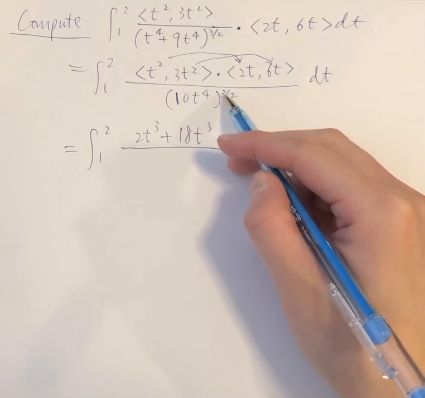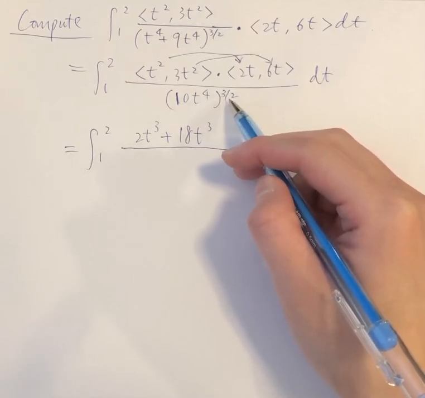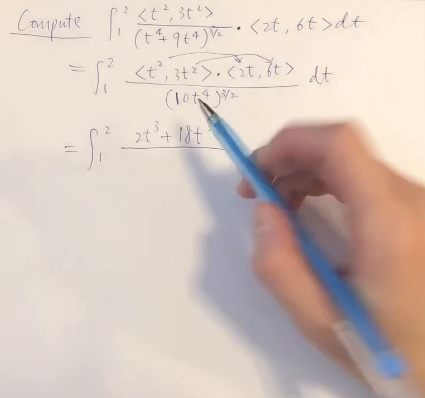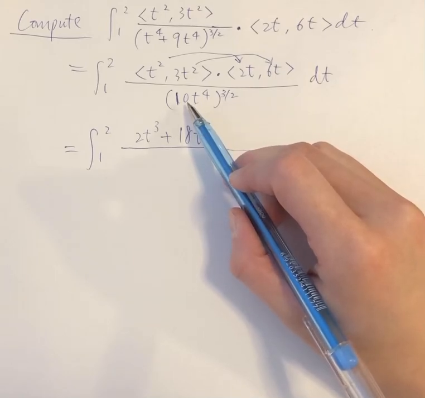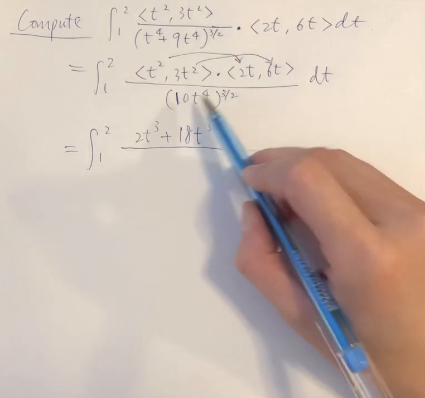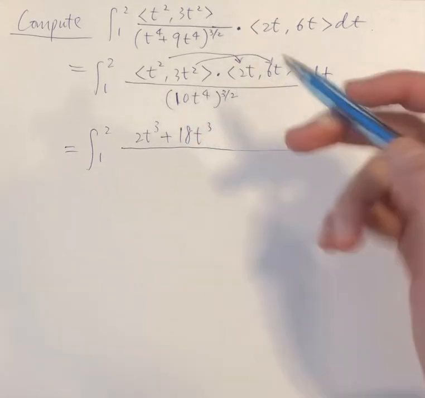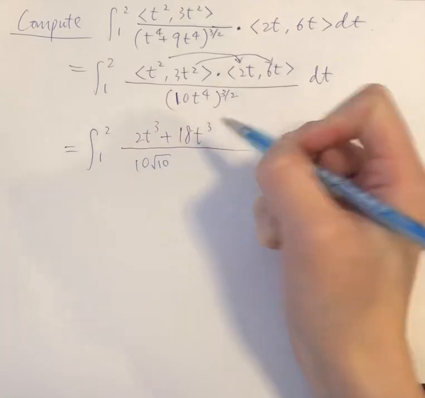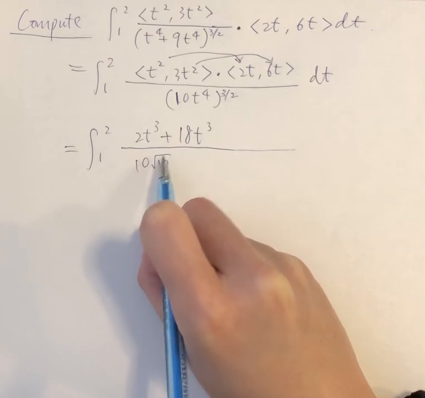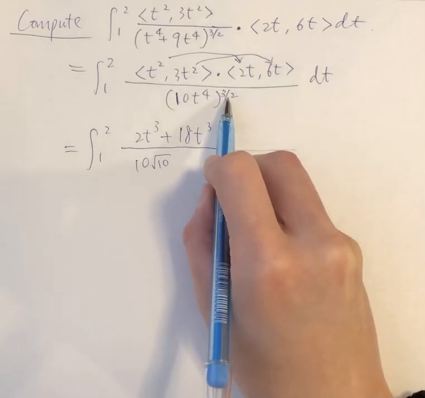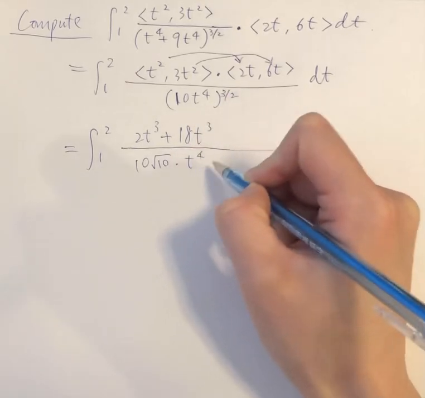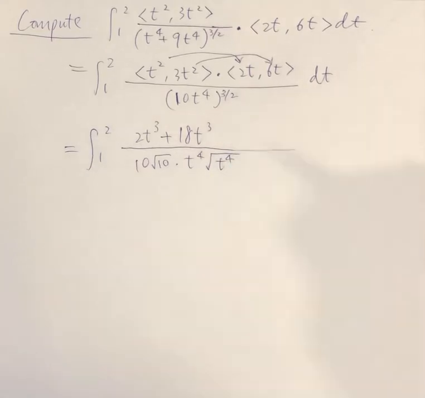So you have a power of 3 over 2. What does that mean? If you want to write it out in a way that we're more familiar with, power 3/2 is 1.5. So that means if you distribute it in, you get 10 square root of 10, because 10 has power 1, and square root is power 1/2, so together they make power 3/2. The same thing with t to the fourth: it's t to the fourth times the square root of t to the fourth.